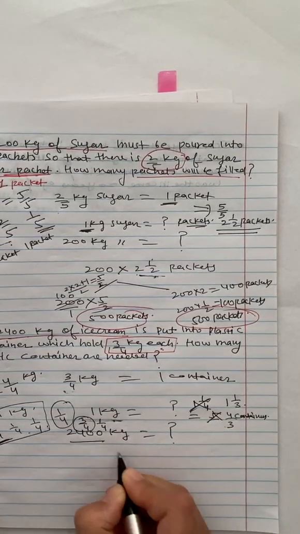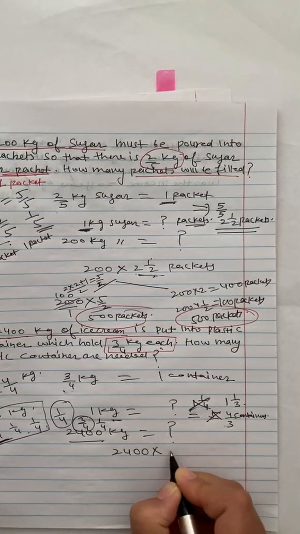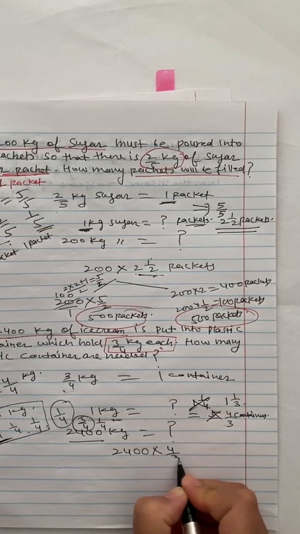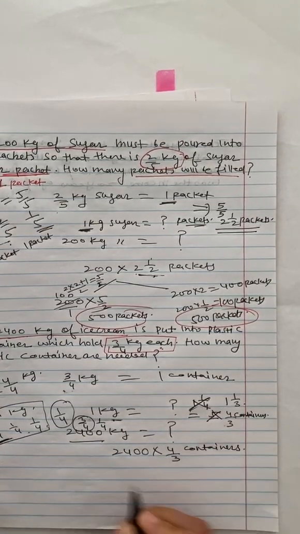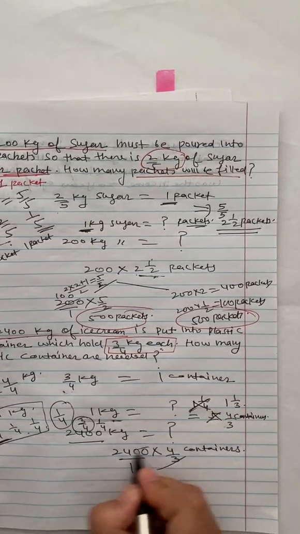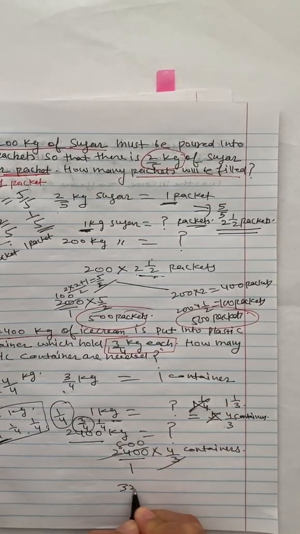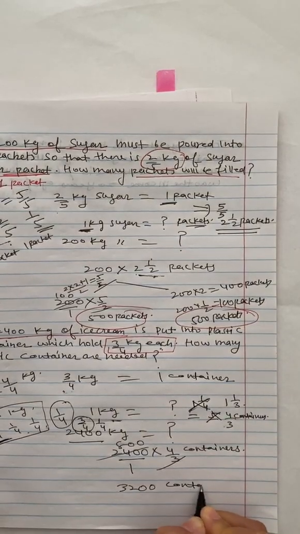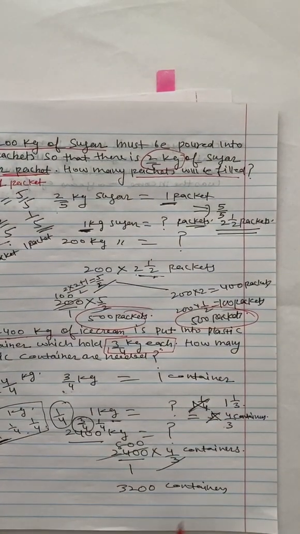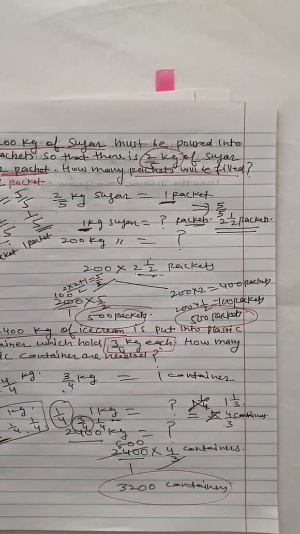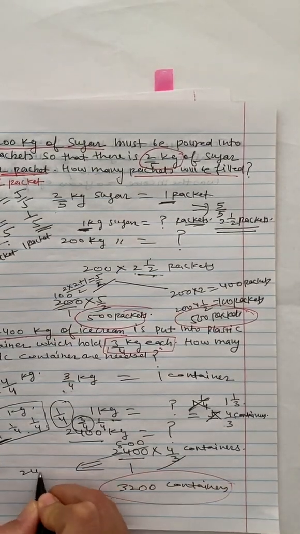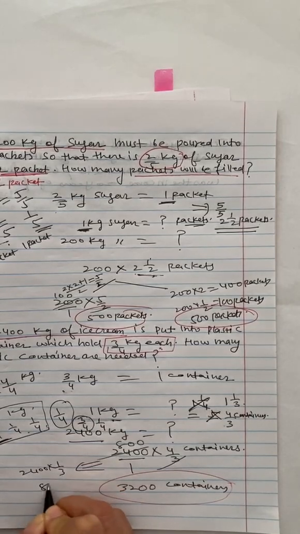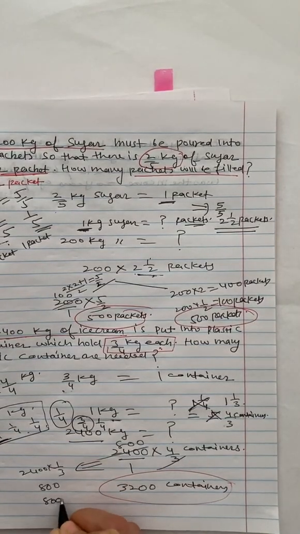Which means for 2400 kg, I will need 2400 multiplied by 4/3 containers. And now, again, you can simplify. This is 800, which means 3200 containers. I will need that many containers. Okay? If you don't want to cancel out, again, you can do 1/3 of 2400 is 800, and then 800 times 4 is 3200 containers.